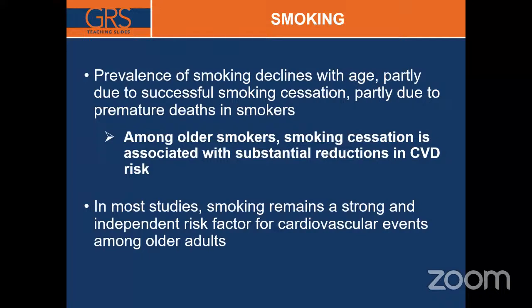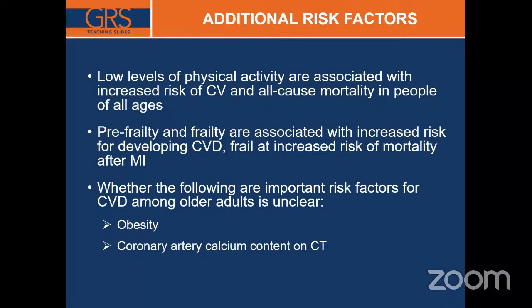Okay, the fourth risk factor is smoking. In general, smoking prevalence declines with age, partially due to successful smoking cessation and due to premature deaths in smokers. But among older smokers, smoking cessation is associated with a substantial reduction in cardiovascular risk. In most studies, smoking remains a strong and independent risk factor for cardiovascular events among older adults. So smoking in general has a lower prevalence, but elderly smokers still have a high risk for CVD.